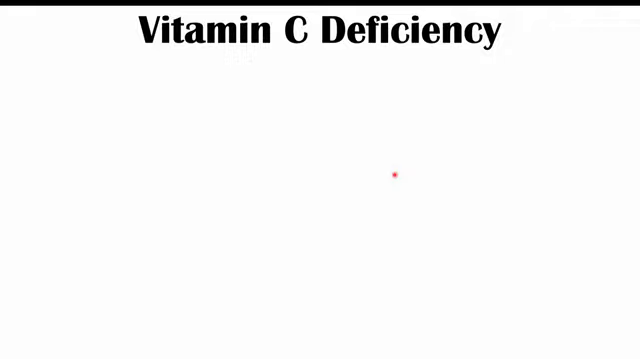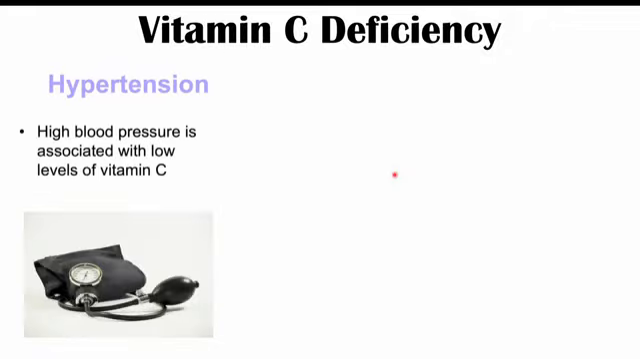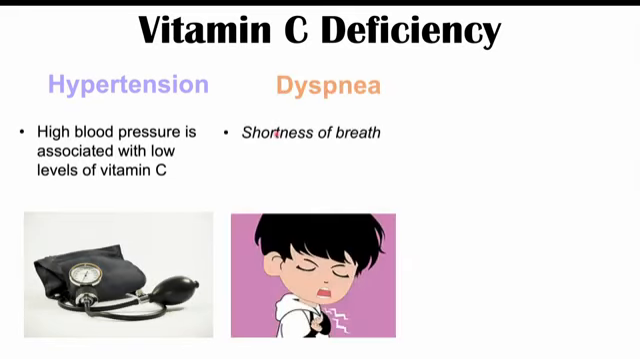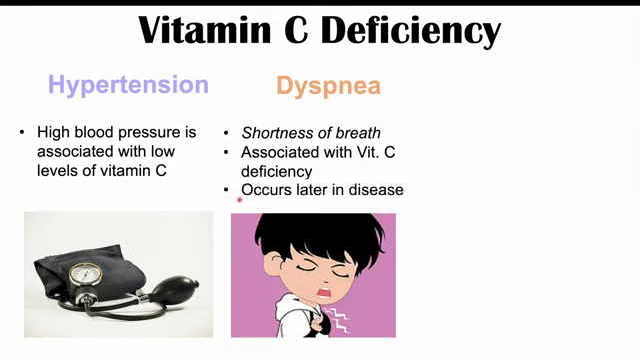And then there are some other signs and symptoms as well, including hypertension. So hypertension is a high blood pressure. This is associated with low levels of vitamin C. Dyspnea. Dyspnea is shortness of breath. And again, this is also associated with a vitamin C deficiency, and it occurs later in disease. So again, it's a late stage finding.